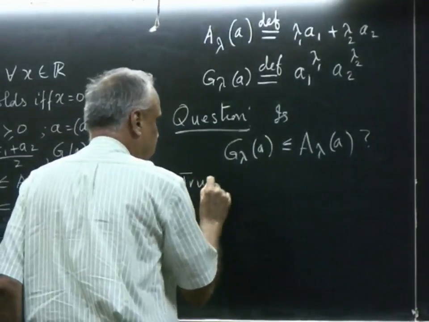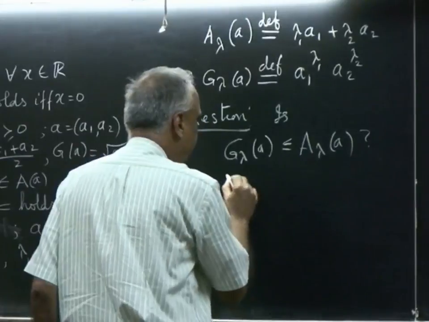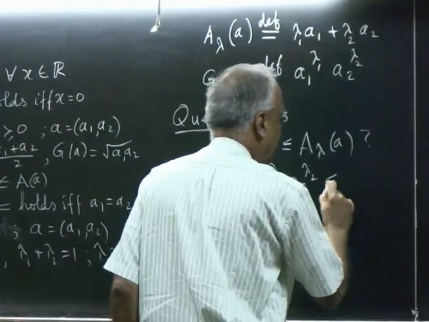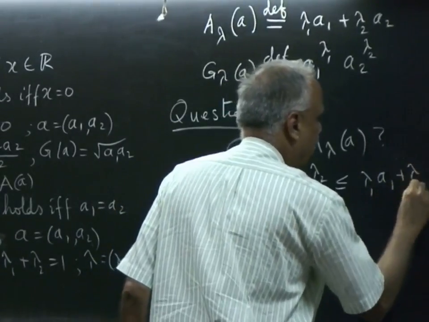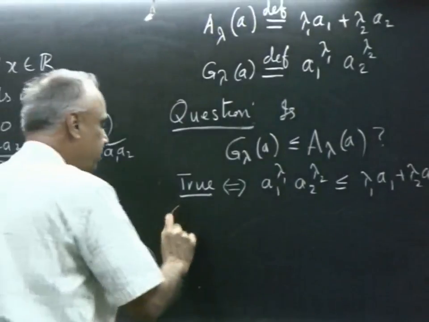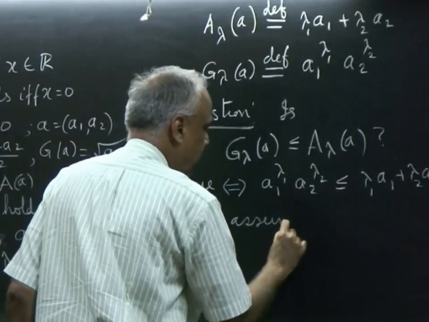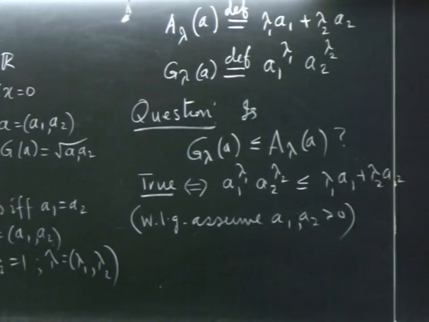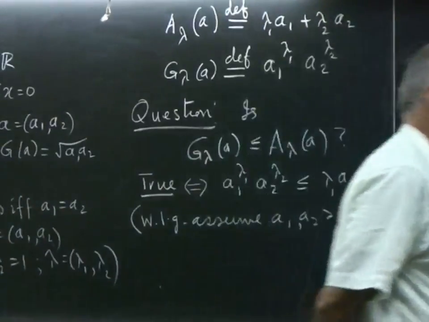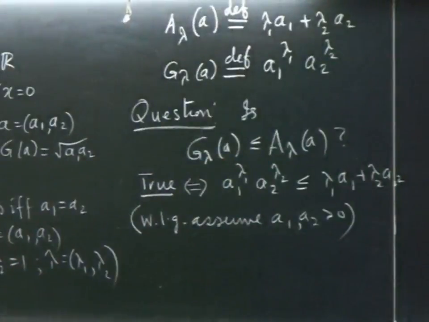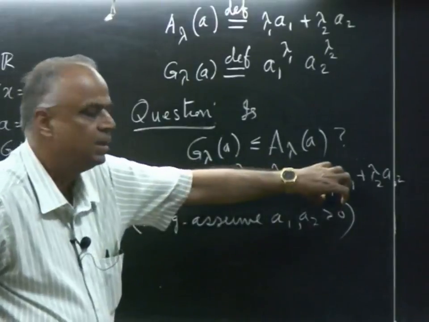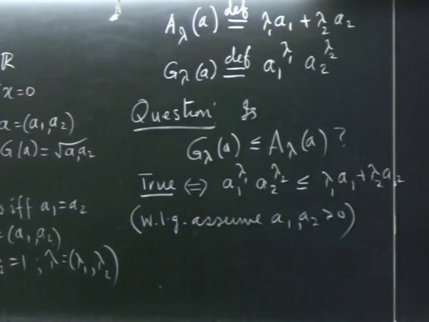Well, this is true if and only if, let us first write what it means. That is the left hand side, this is the right hand side, lambda 1 A1 plus lambda 2 A2. Okay. Again, I will write in bracket, without loss of generality, assume A1 A2 greater than 0, because if any one of them is 0, again it is obvious, geometric mean is 0 and therefore inequality holds. So, in all these cases we are assuming this to be non-zero, strictly greater than 0. So, without loss of generality, assume A1 A2 to be positive, then this is a real number. So, x is less than or equal to y, if and only if log x is less than or equal to log y, because the log is also a monotone increasing function.